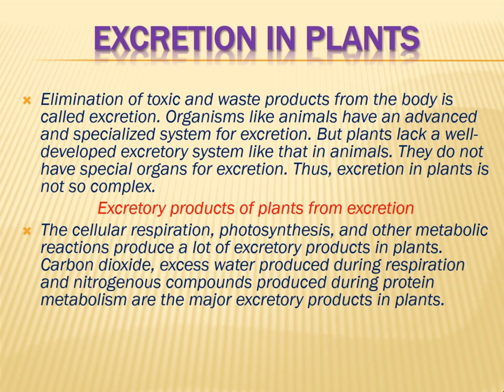Organisms like animals have an advanced and specialized system for excretion. Like us, we have a specialized and advanced system for excretion. But plants don't have any well-developed or specialized system for excretion like us. So they do not have special organs for excretion, like we have the kidney, glomerulus, and renal loop. These kinds of parts the plants do not have. So the excretion is not so complex as in human beings, and that's why it is a very simple concept.